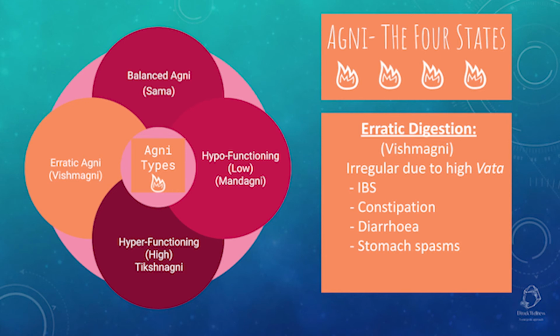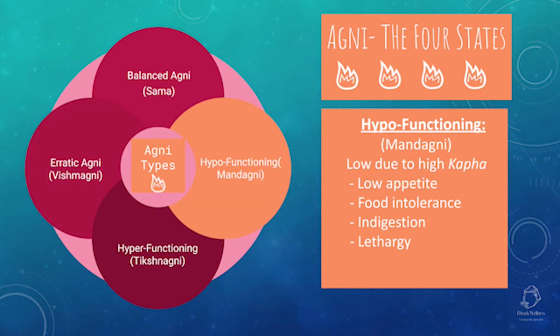And increase water intake to half your body weight in ounces, ideally hot or warm water. Next in our lineup is hypofunctioning Agni, aka Mand Agni. It means our digestive fire is too low due to excessive kapha. We will suffer from low appetite, food intolerances, indigestion, weight gain, and lethargy.